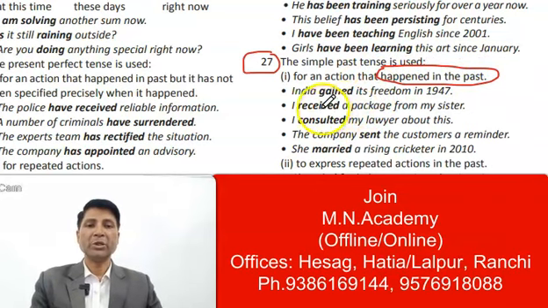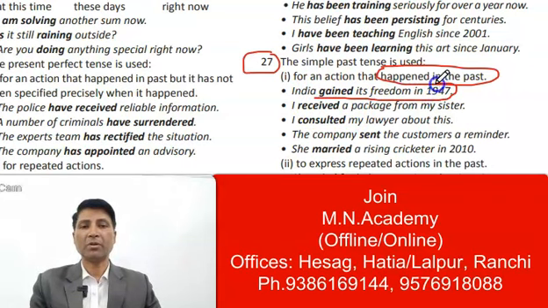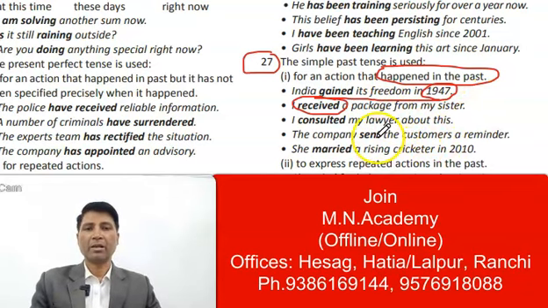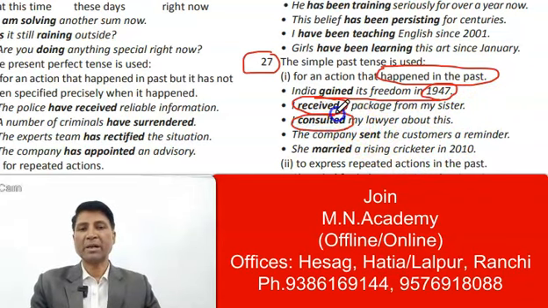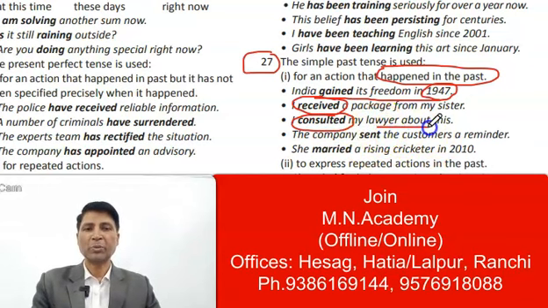For example, India gained its independence in 1947. That means this action of getting independence took place in the year 1947, which is a past time. I received a package from my sister. So here the action of receiving the package is taking place in the past, though the date or week or month is not mentioned. I consulted my lawyer about this. So this verb, consulted, shows that the action took place in the past, though a specific time has not been mentioned in the sentence.